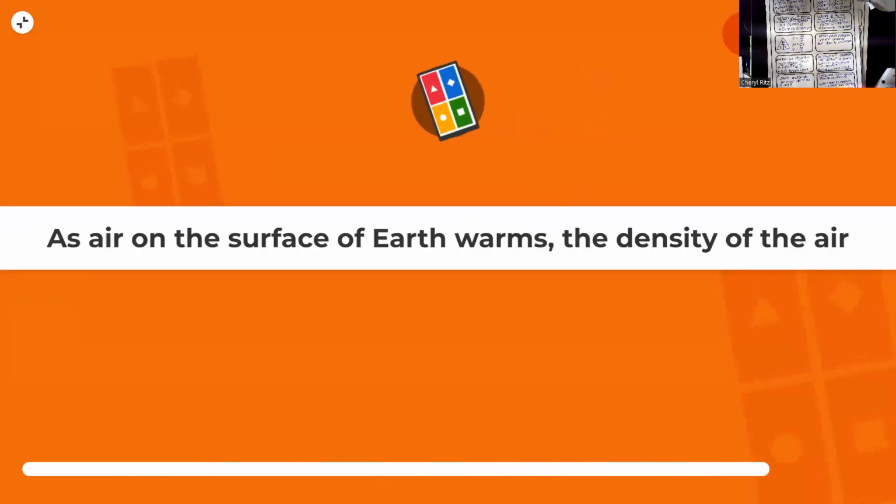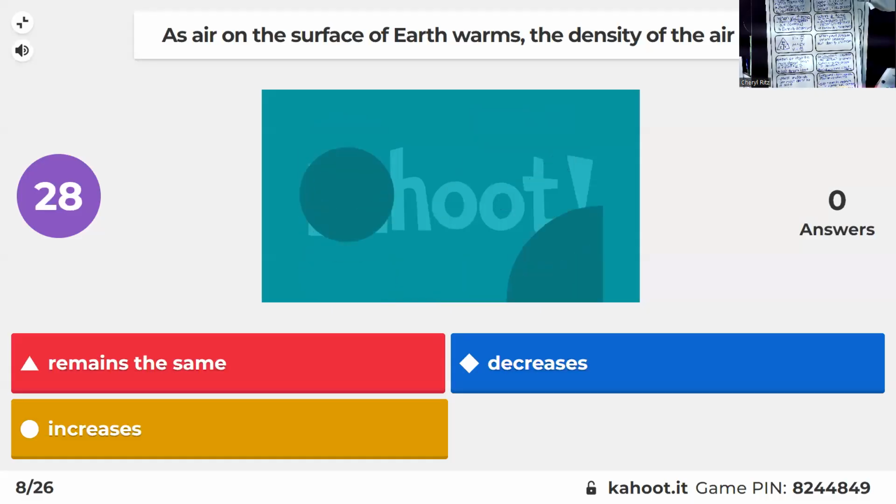And this is on the test. As air on the surface warms, the density of the air. Hence, this is on your review sheet.